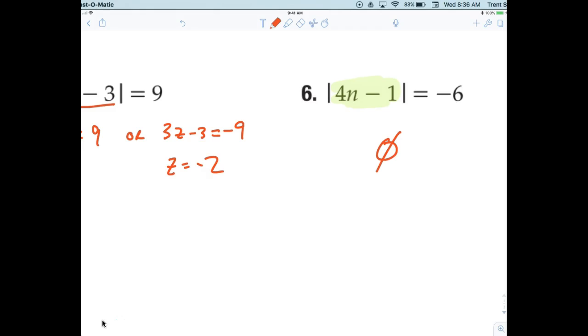Never, ever. All right? So, if you are a robot, you'll just go through this and put 4n minus 1 equals 6 and 4n minus 1 equals negative 6, and won't ever think about it. You have to think about absolute values. If the absolute value is set equal to a negative, it doesn't work. Is everybody with me?